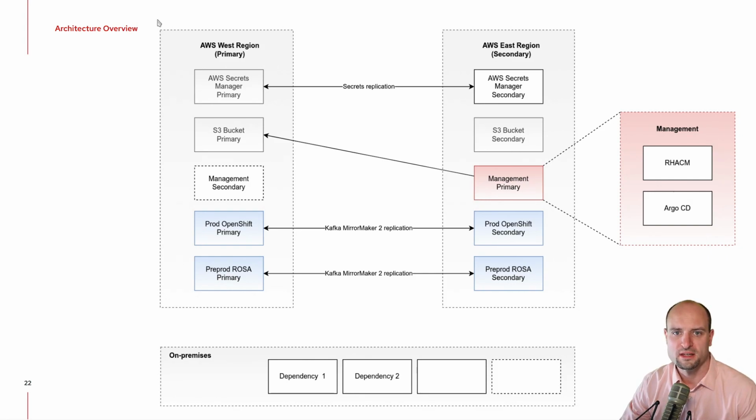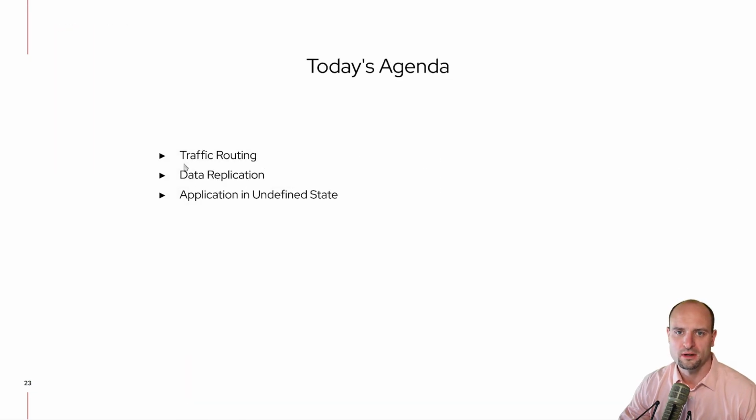Last time we discussed this architecture, which spans two AWS regions, primary and secondary. This architecture allows us to recover from a disaster in the primary region by failing over to the secondary region. In this video, we are going to talk about how we implemented traffic routing so that we are able to fail over the traffic from one region to the other. We will also discuss the data replication between the two regions in more detail. And in the last part of the video, we will talk about how to deal with applications that got into an undefined state due to a disaster.